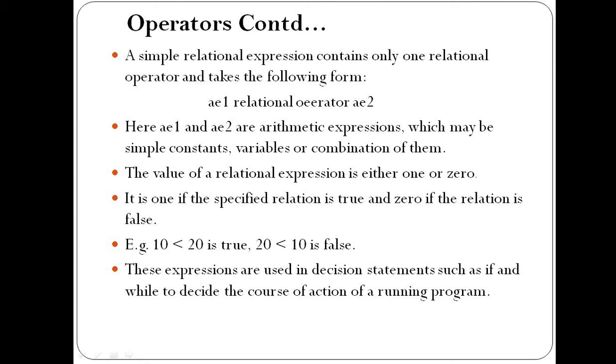And what is the result of a relational operator? Either 0 or 1. 1 means the relation is true and 0 means the relation is false. So let us take an example here. Simple. 10 is less than 20 is true, yes, and 20 is less than 10 is false, right? So in the first example, 10 is less than 20, it's true, so the relational operator returns 1. But 20 less than 10 is false, so the relational operator returns 0.